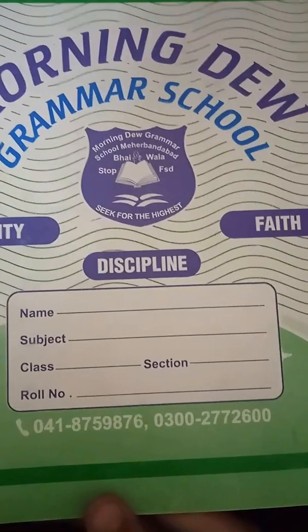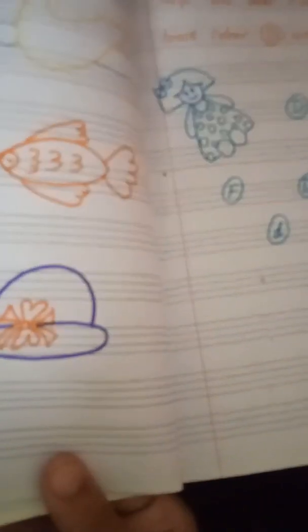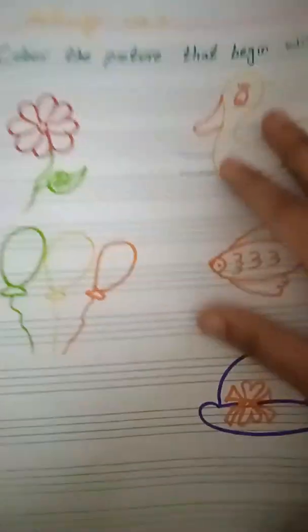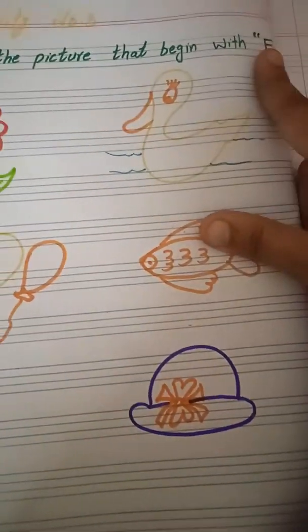Welcome to nursery class. Students, today we will learn English. Let's start. So open your notebook and hold your colors. Today we are going to do some activities. Color the picture that begins with letter F.